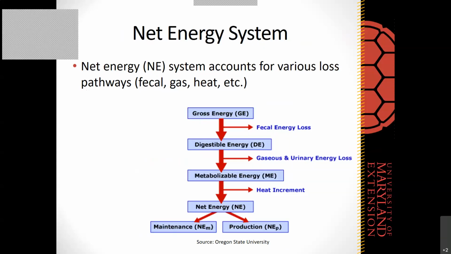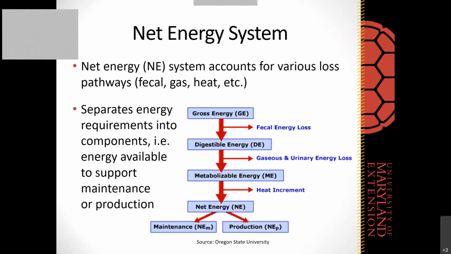And then if you really get specific, you can break this down into the net energy that those animals need for maintenance or for production, whether that's growth or milk production. So really this pathway separates the energy requirements into those different components.